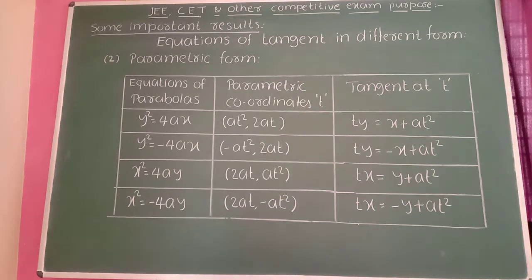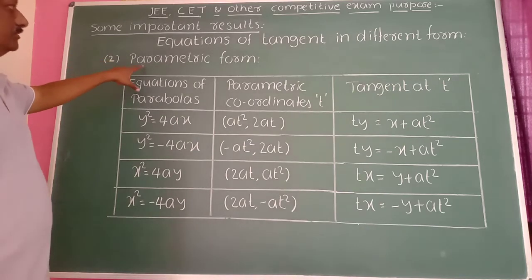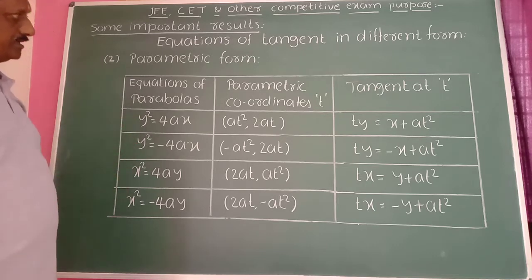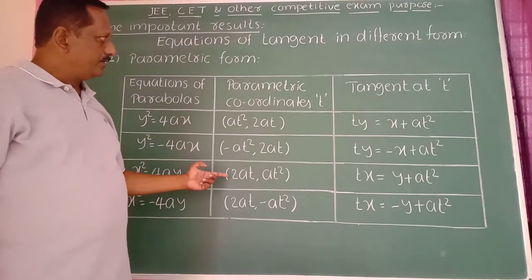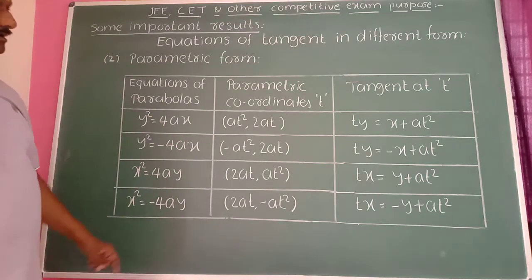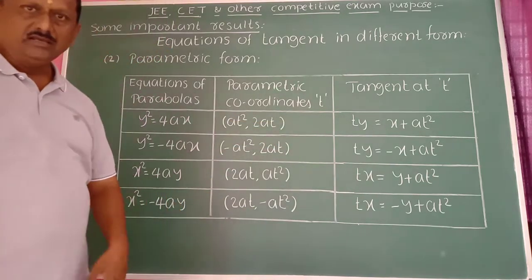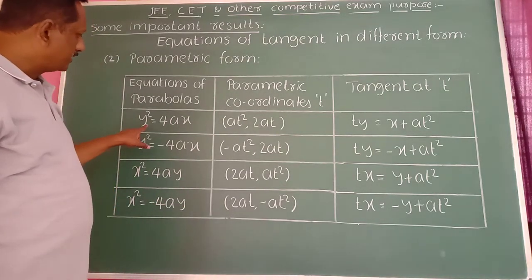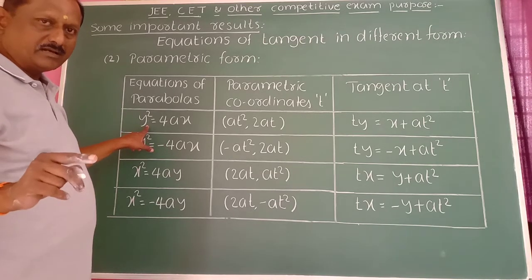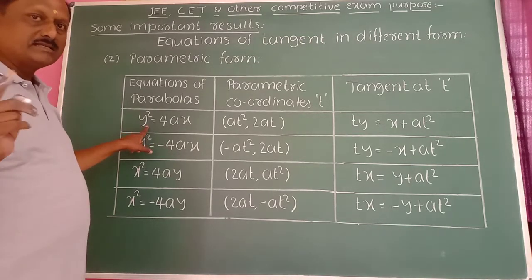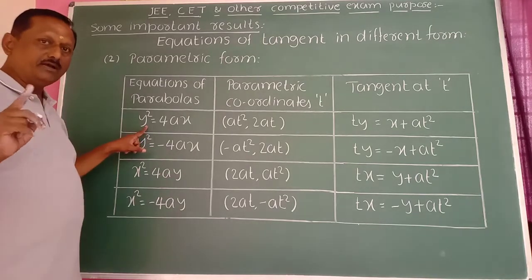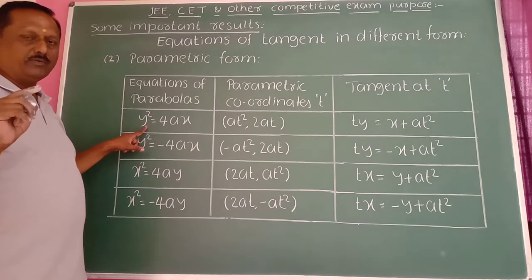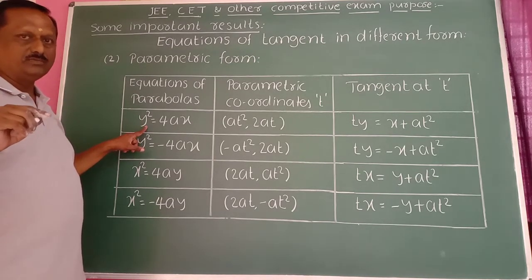So equation of tangent, different form. Second form is the parametric form here. So these are equations of parabolas here, and these are the parametric coordinates, and these are equations of tangents here. Even you can use the previous remark also. Okay, if this is a parabola, in the previous remark replace x square by x x1, y square by y y1 and x by (x plus x1) divided by 2 and y by (y plus y1) by 2. This is a remark here.